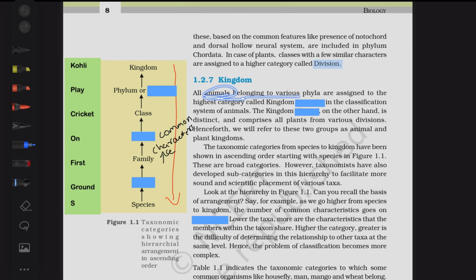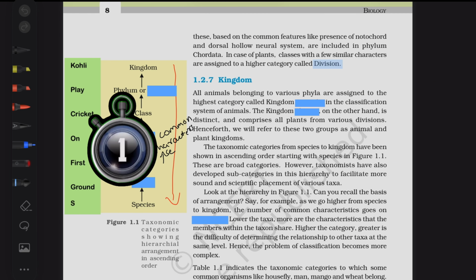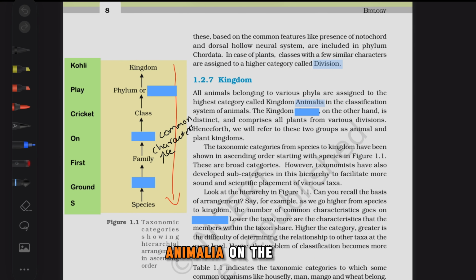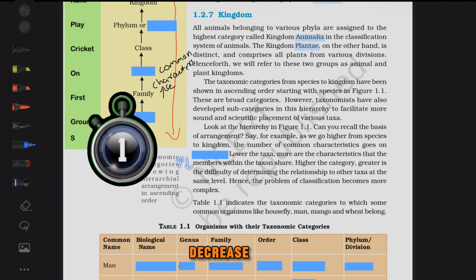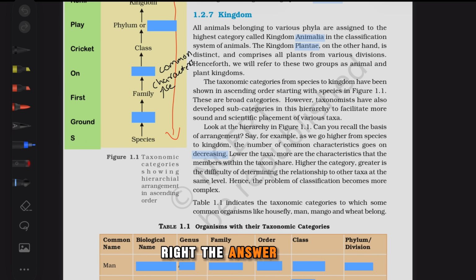All animals belonging to various phyla are assigned to the highest category called kingdom. The answer is Animalia. On the other hand, for plants the kingdom is Plantae. This is one of the important questions mainly asked. For example, as we go higher from species to kingdom, the number of common characters goes on increasing or decreasing? The answer is decreasing.